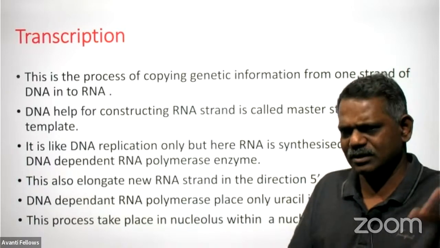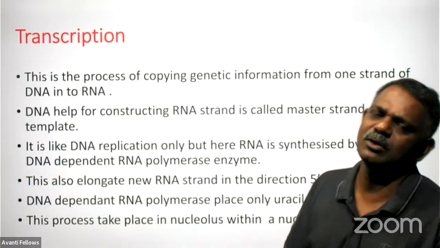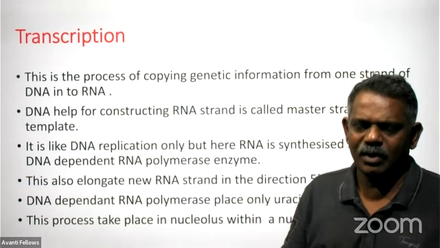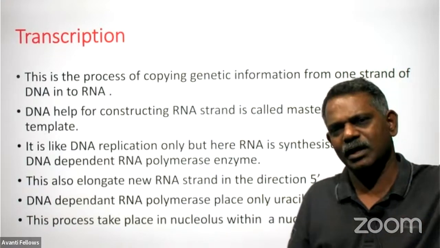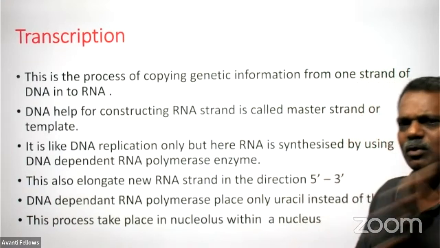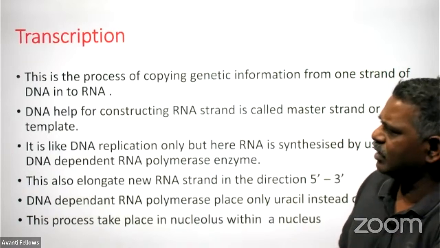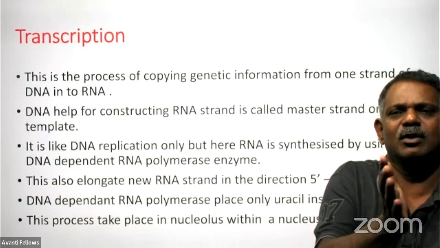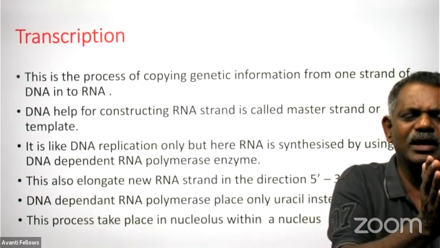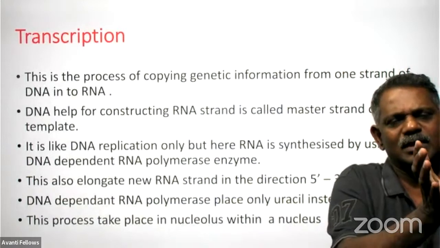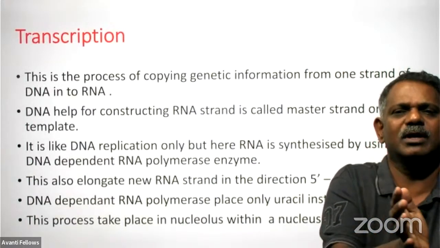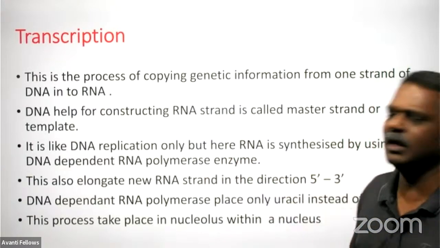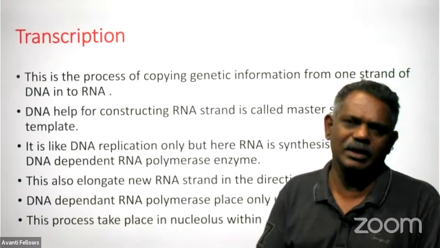So the cell cannot take the DNA to the cytoplasm. That is why it produces a copy. Because DNA is very lengthy, it is not possible to take the entire DNA. For preparing a particular protein, only a small piece of information is required, not the entire DNA. A small area of the DNA acts as one cistron to produce a particular protein. So only that part is to be copied, not the entire length of the DNA.